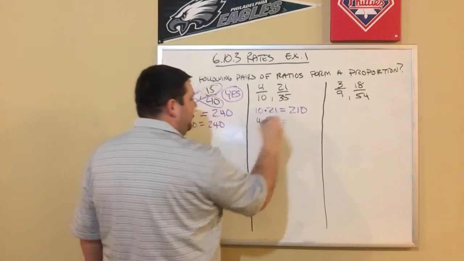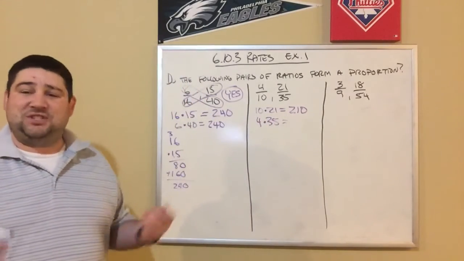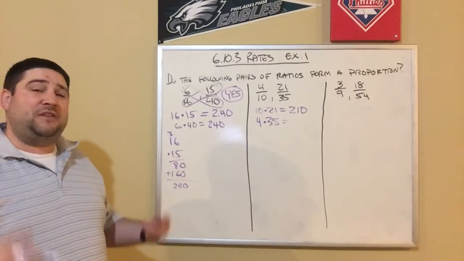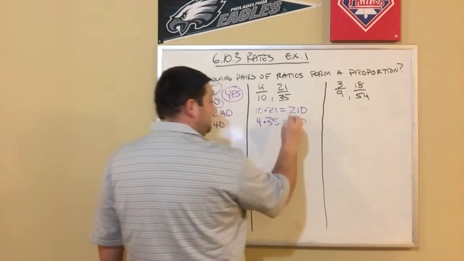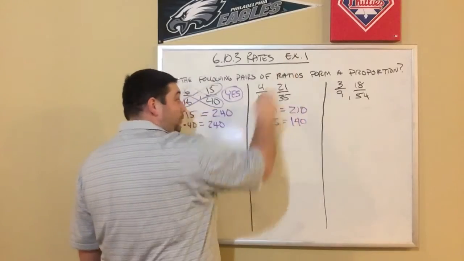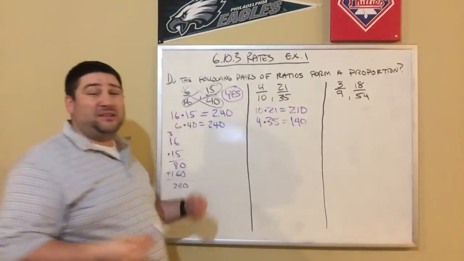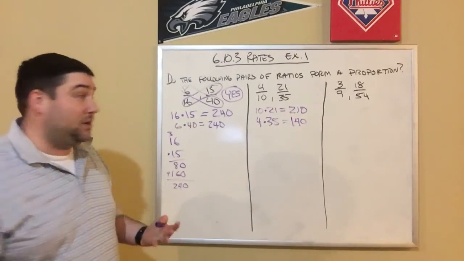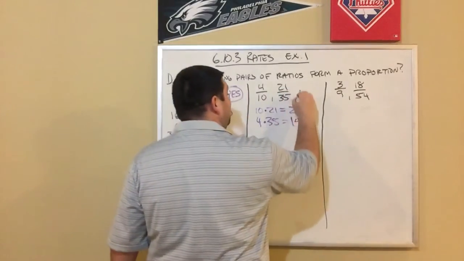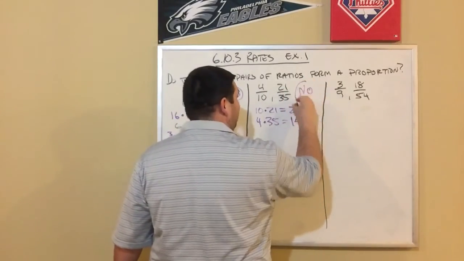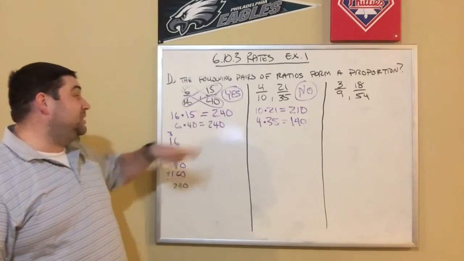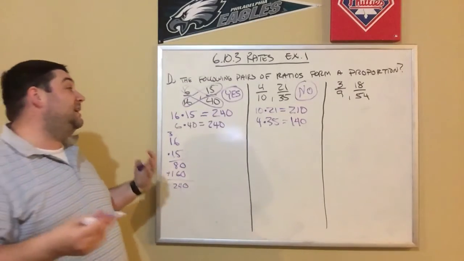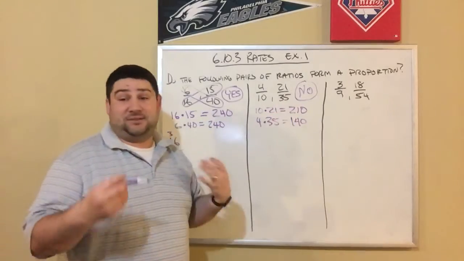4 times 35. Let's see if we can do that in our head. Well, I know 35 times 2 is 70, so 35 times 4 would be 140. I can see I got 210 for my one diagonal, I got 140 for my other diagonal. Those are not the same number. So no, these two ratios or fractions do not form a proportion. You need to get the same number like we did in the first example to get a proportion. If we get two different numbers, the answer is no.